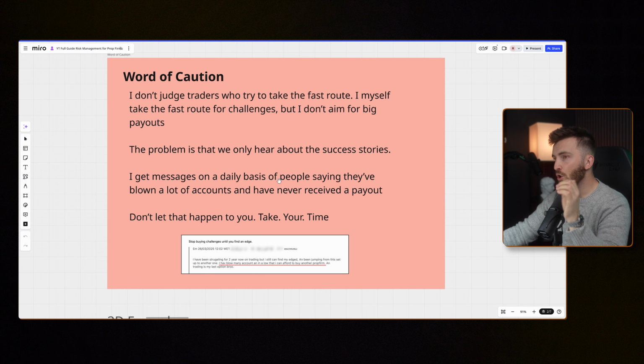Exactly the path that you want to follow, I'm going to give it to you right here, as long as you watch the video. Now, a word of caution. I don't judge traders who try to take the fast route. I myself take the fast route for challenges, but I don't aim for big payouts. The problem is that we only hear about the success stories. I get messages on a daily basis of people saying they've blown a lot of accounts and never received a payout. Don't let that happen to you. Take your time.